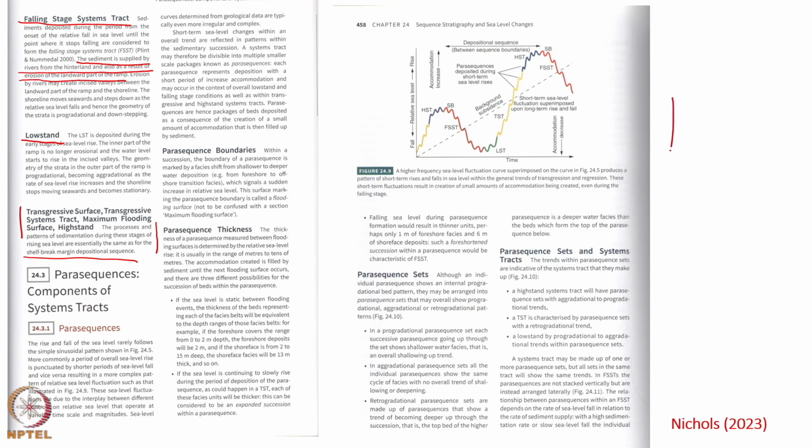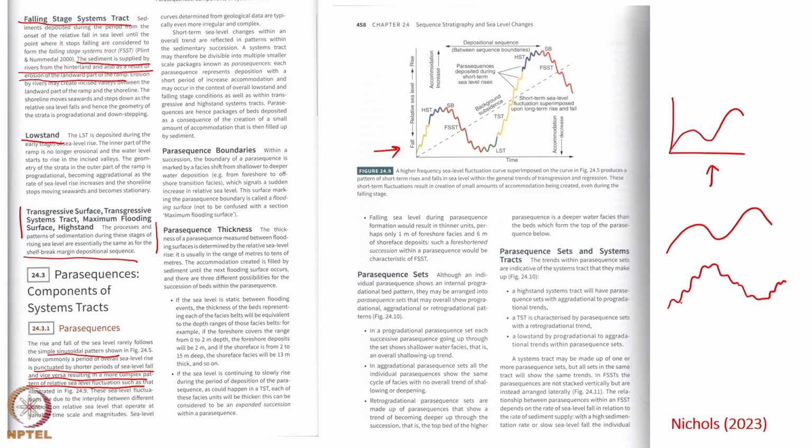Although we started with a simple sinusoidal curve like this, more complexity is going to be discussed. The rise and fall of sea level rarely follows the simple sinusoidal pattern as I showed in the previous diagram, but there are punctuations by shorter periods of sea level fall and vice versa, resulting in a more complex pattern of relative sea level fluctuation given by this curve. So, it is not just like this, rather it will be several rise and falls, but overall there can be a rise and there can be a fall. So, here is an overall rise and here is an overall fall.